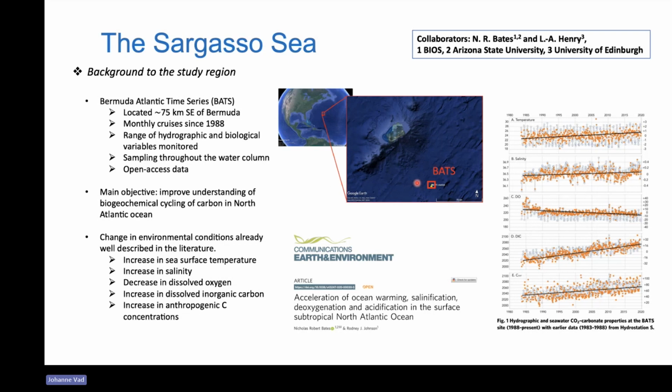The main objective for the BATS station is really to improve our understanding of biogeochemical cycling of carbon in the North Atlantic Ocean. You might have seen some of the BATS data already plotted up, and it's often used to illustrate changes in environmental conditions due to climate change. This figure is from a paper that was published in 2020, showing you the increase in sea surface temperature and salinity, as well as the decrease in dissolved oxygen concentrations, and the increase in dissolved inorganic carbon and anthropogenic carbon. This data is quite well known, but we've really focused on the ecological part of the time series.